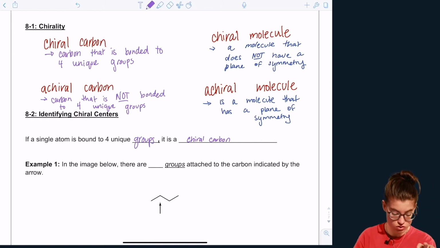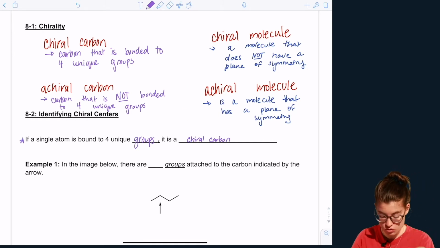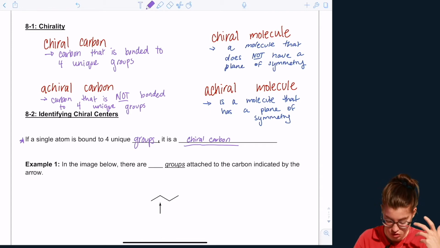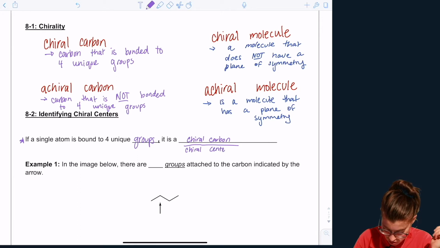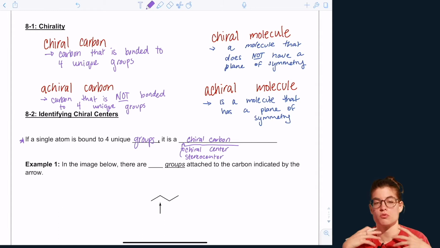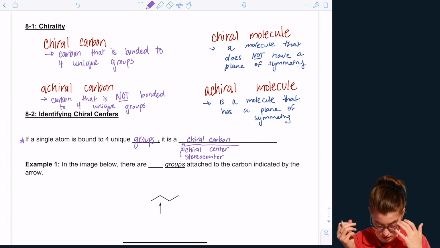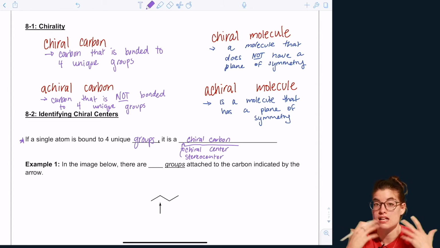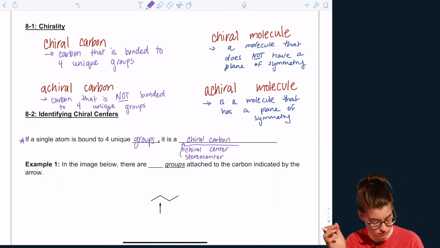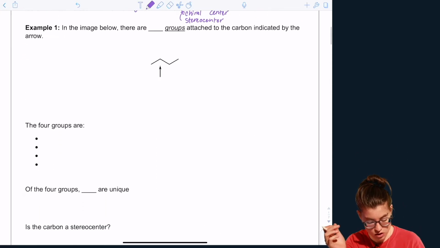We also defined it down here, but I do want to mention that for a chiral carbon, we can also use the word chiral center and stereo center, and those both mean the same thing. All of those are referring to a chiral carbon. We'll use those words interchangeably, but they mean the same thing. So let's look at our example 1.